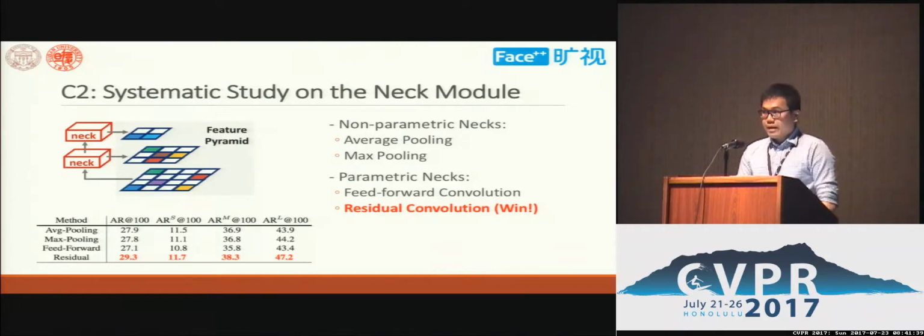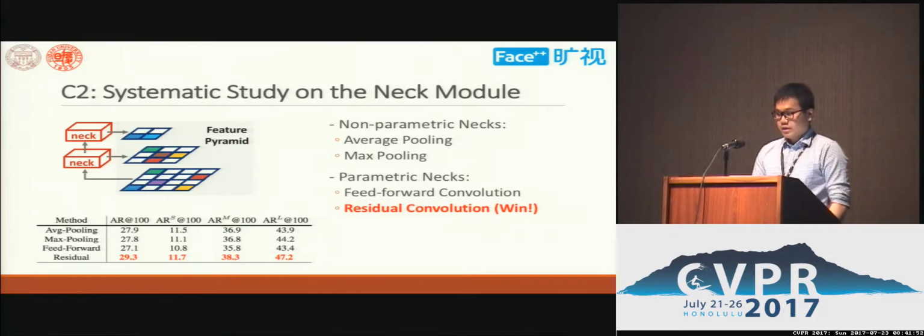Secondly, we did a systematic study of the choices for such NAC modules. We verified choices over non-parametric NACs, such as max pooling and average pooling, as well as parametric NACs, such as feed-forward network and the residual network. As shown in the table below, we can see that the residual network outperforms all ablations by a large margin.